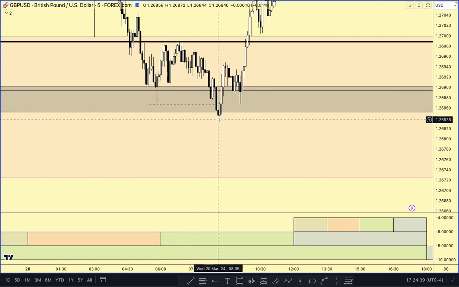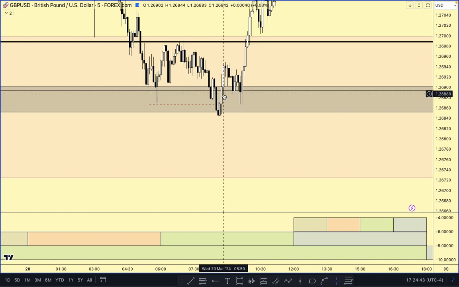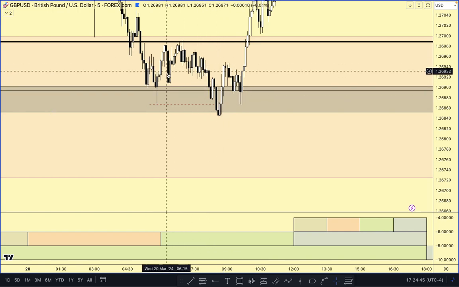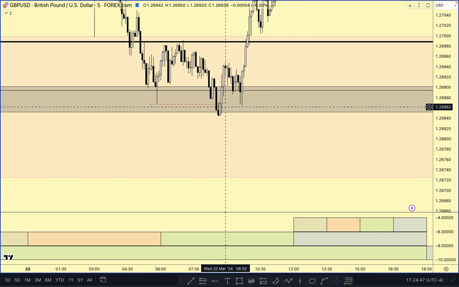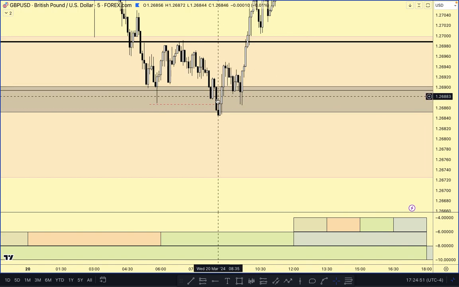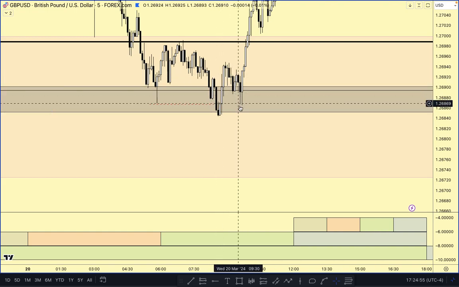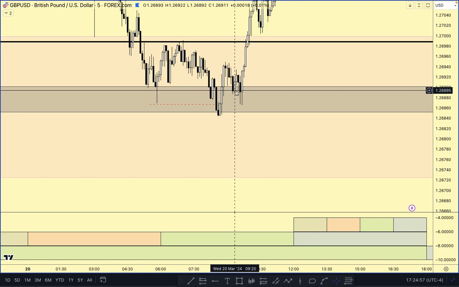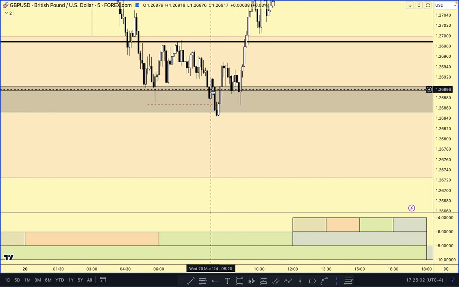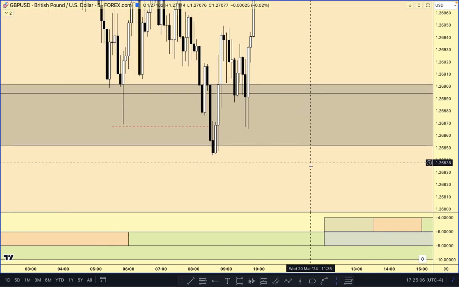Accumulation, manipulation, and distribution. So M5, power of 3. Fair value gap entry there. This is a balanced price range actually. Balanced price range. Hit that, respecting the midway point of this fair value gap over there. I mean that order block.